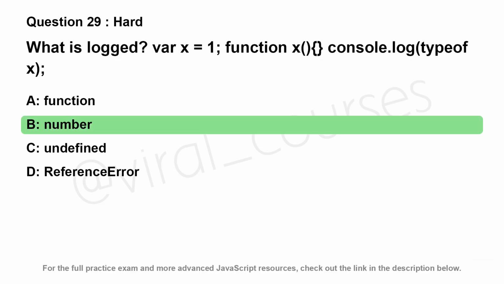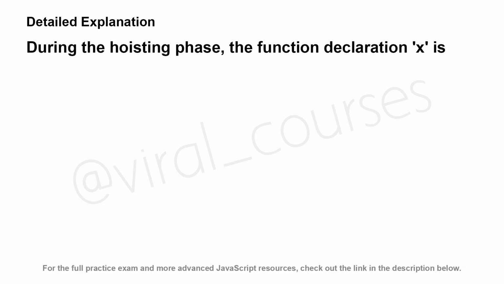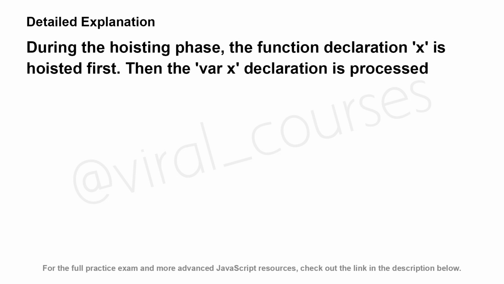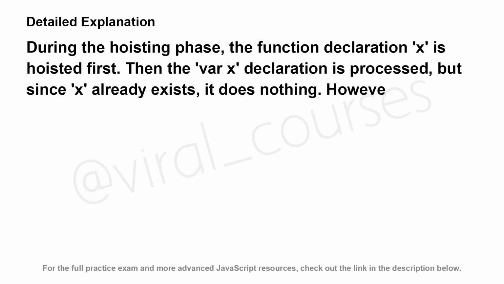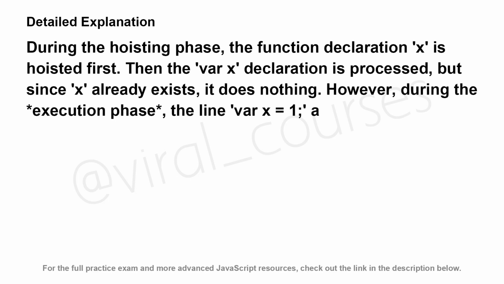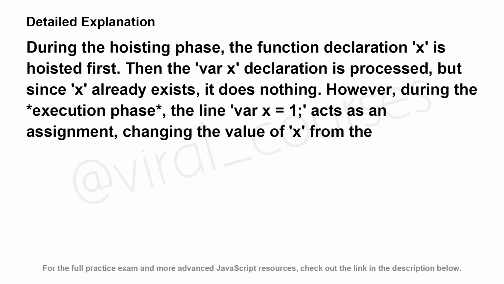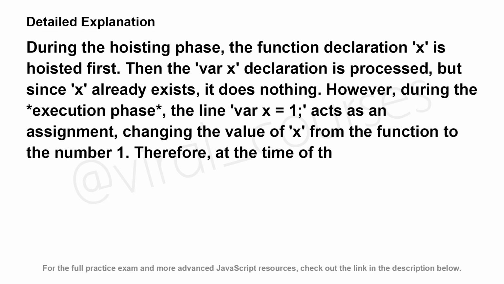The correct answer is B. During the hoisting phase, the function declaration x is hoisted first, then the var x declaration is processed. But since x already exists, it does nothing. However, during the execution phase, the line var x = 1 acts as an assignment, changing the value of x from the function to the number 1. Therefore, at the time of the log, x is a number.